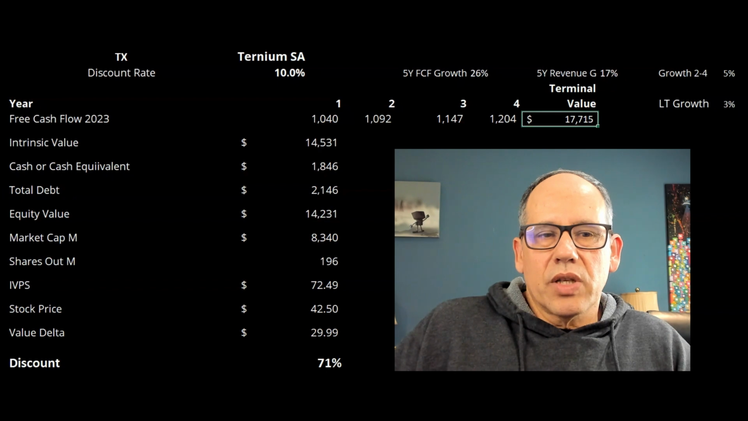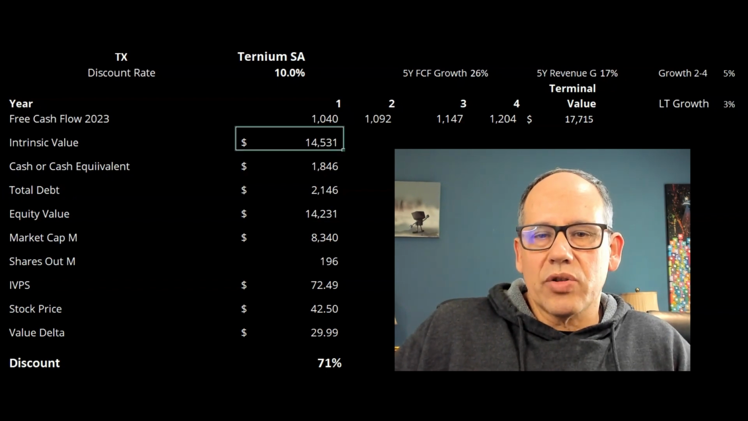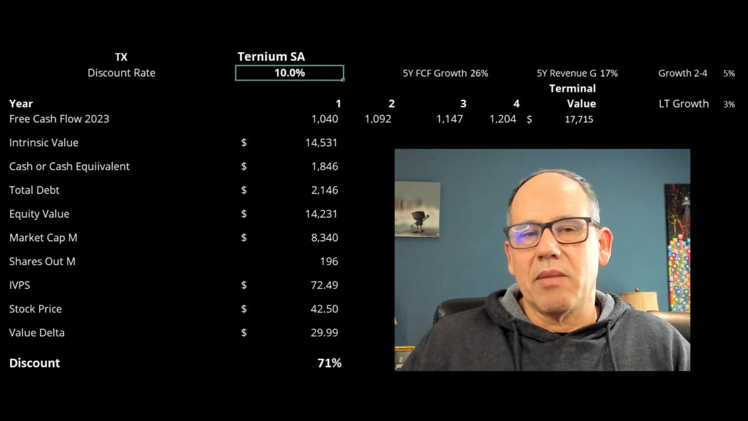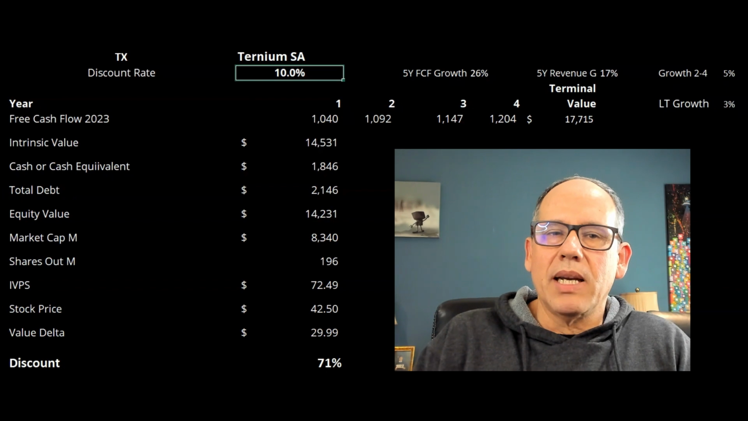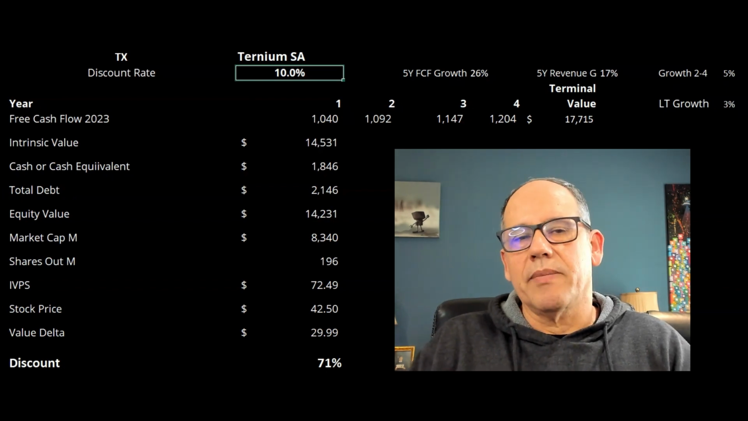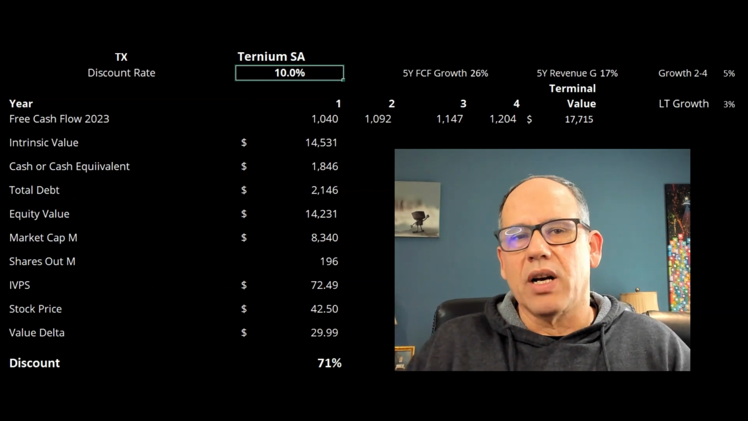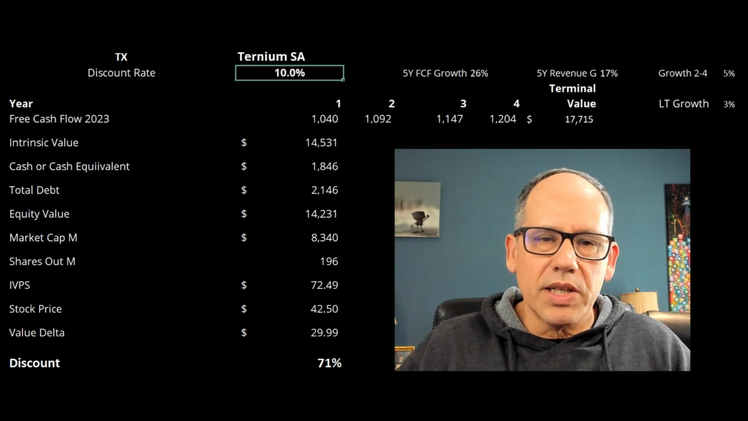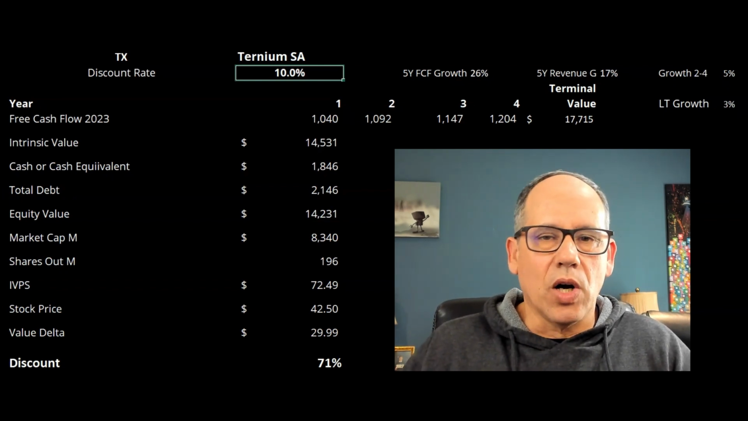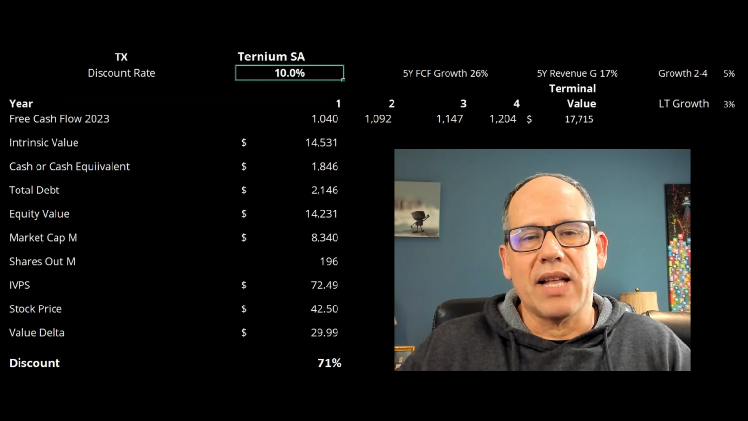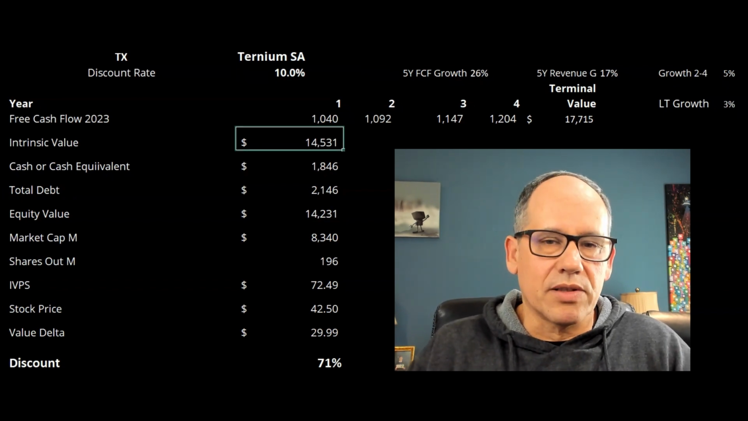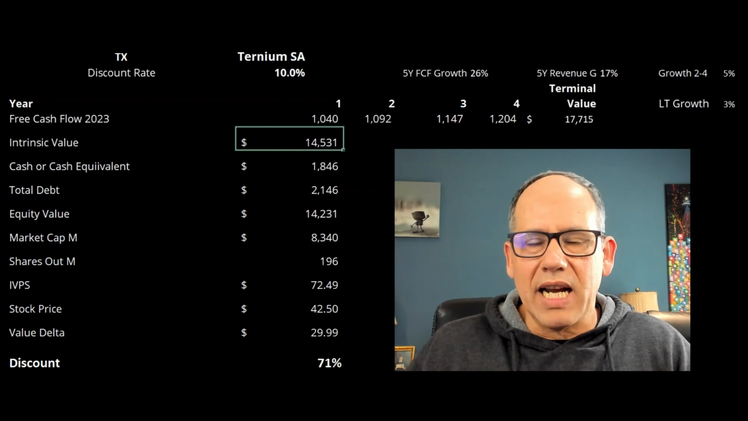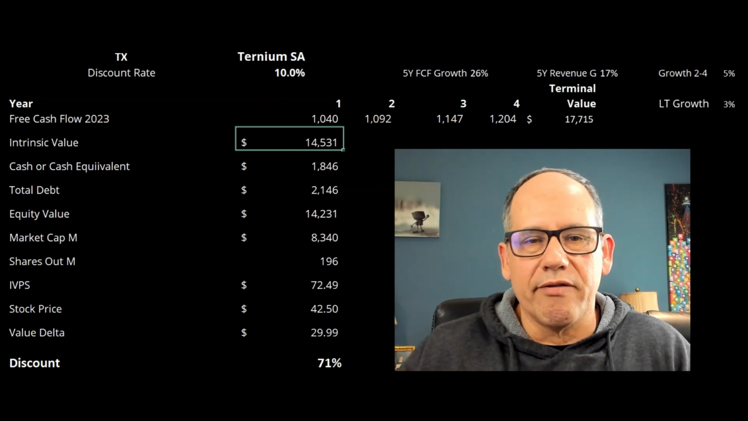All these cash flows amount to a value, but the intrinsic value takes all those cash flows and discounts them by 10%. What's a discount rate? Based on the risk of a company, you'll have a higher or lower discount rate. You could also think of it as your return on this investment. And the discount rate is used to discount all those future cash flows to a present value. In this case here, the present value is $14.5 billion. So the present value of all those free cash flows is $14.5 billion.